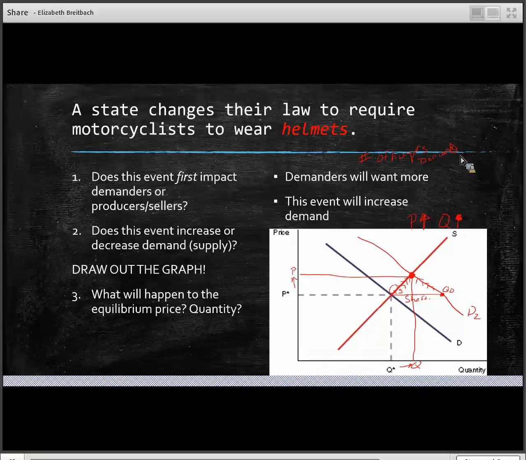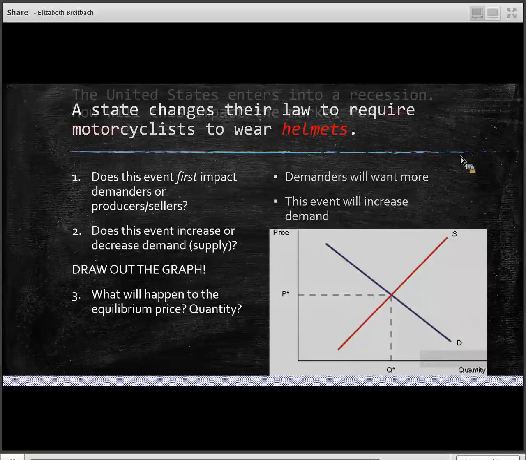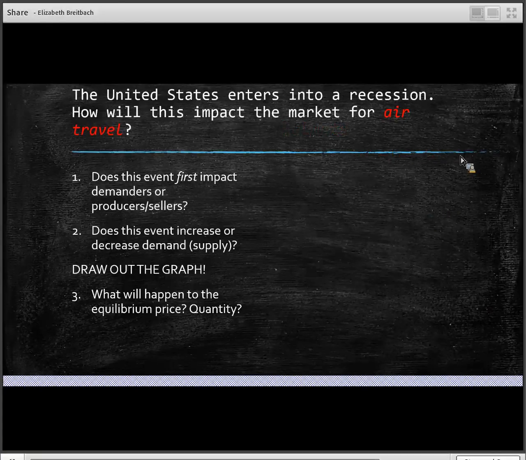All right, let's look at another one here. The United States enters into a recession. How will this impact the market for air travel? So we're looking at the market for air travel, so buying airplane tickets, that market. So if the United States enters into a recession, we're thinking about a decrease in income for most individuals. We're thinking about uncertainty on whether or not they're going to have a job in the future. How will this affect the market for air travel?